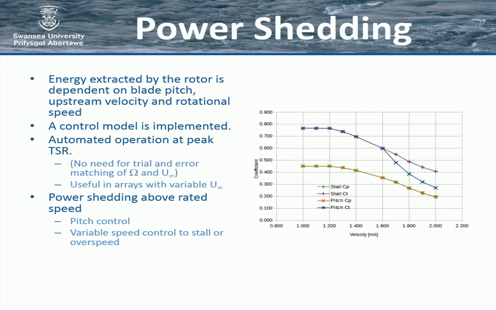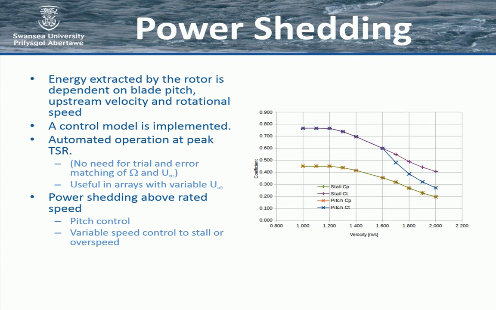That's also useful in arrays with variable inlet velocity, like we have with this headland, where you have complicated geometries, you get slightly different inlet velocities which you need to cope with. We're also looking at then power shedding above the rated speed, either by pitch control or variable speed control, either into stall or into overspeed.